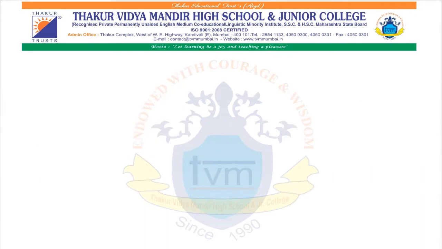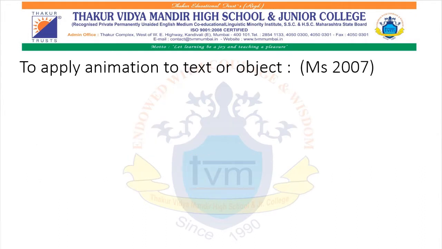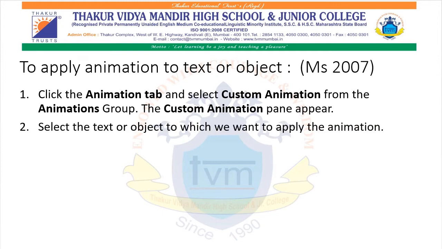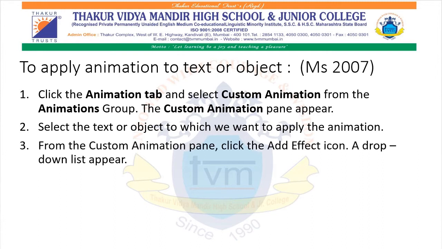Now let us learn how to apply animations and what options we select while applying animation to the text and object, which will be helpful for creating visual effects. First, click the Animation tab and select Custom Animation from the Animation group. The Custom Animation pane will appear. Now select the text or object to which we want to apply the animation. Then, from the custom pane, click the Add Effect icon. A drop-down list will appear.